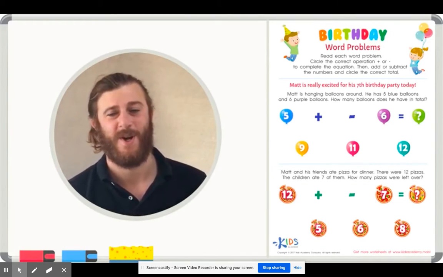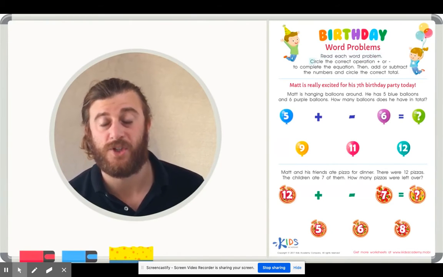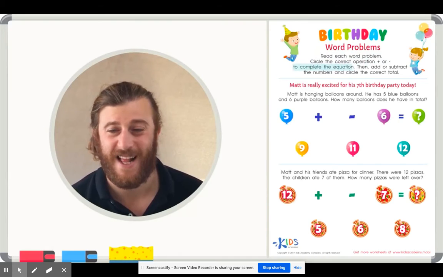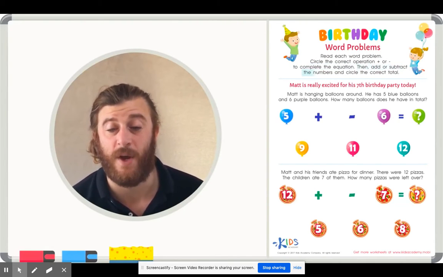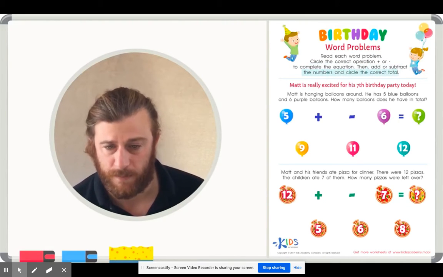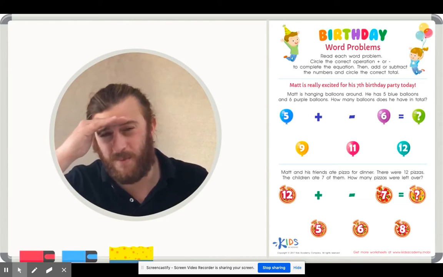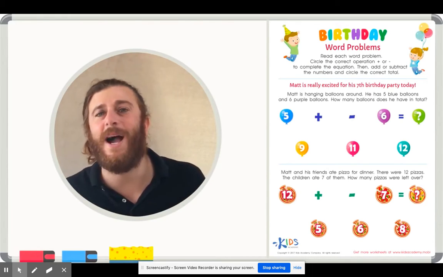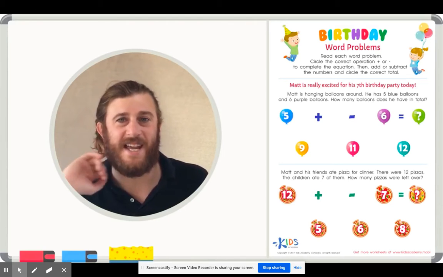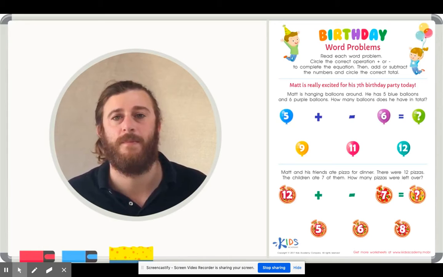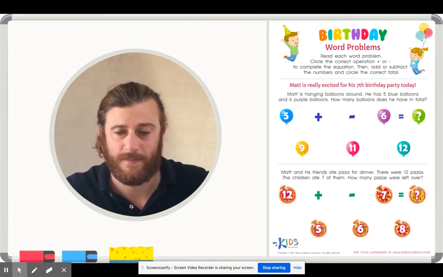Birthday word problems. Read each word problem. Circle the correct operation, plus or minus, to complete the equation. Then, add or subtract the numbers and circle the correct total. So in this worksheet, we're going to have to read the problems really carefully. Figure out whether the problem is asking us to add or subtract, and then solve the problem. Let's get started right away.